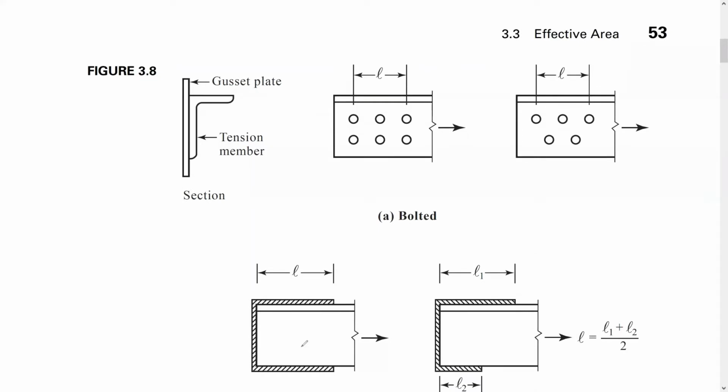Okay, in this case, the length, let's say, okay, this is a tension member, don't care about this. So here, this is the angle. How do you decide this is an angle? This is an angle if you look at it from here.